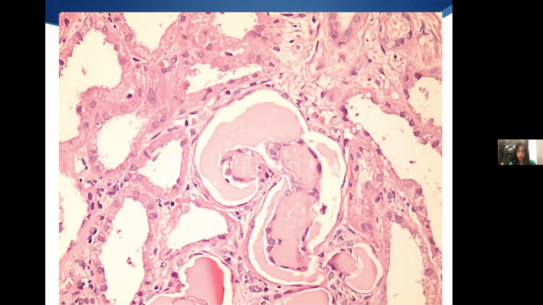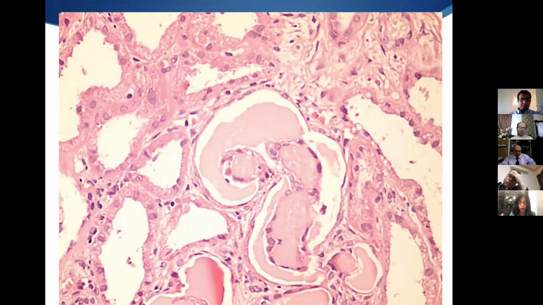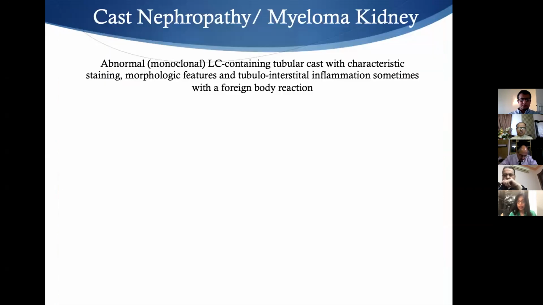Her bone marrow showed, I think, more than 40% infiltrate. However, and remember my words when we get to the end of this talk, this patient had recovered her renal functions and died 2 years later with a different cause than renal failure. She died with a different complication of her multiple myeloma than renal failure. So this is cast nephropathy or myeloma kidney. Cast nephropathy or myeloma kidney means that we have abnormal or monoclonal light chain containing tubular casts with characteristic staining.